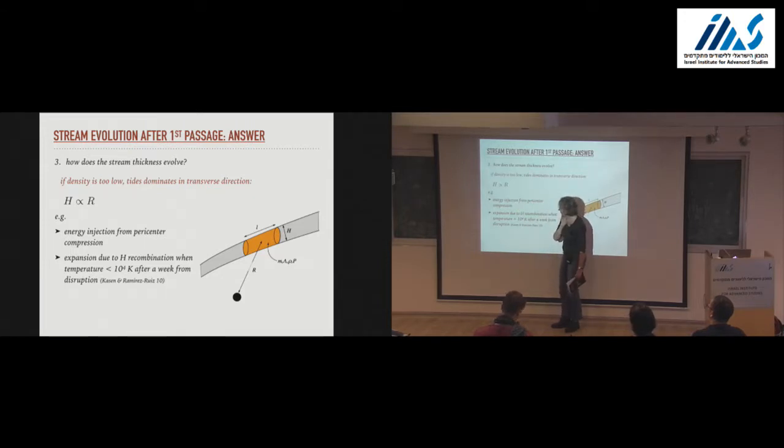Another case in which the density of the stream is too low for self-gravity to confine the stream is when the temperature in the stream drops below 10 to the 4 Kelvin. Then you have hydrogen recombination, which is injecting energy. And then you have, again, expansion.